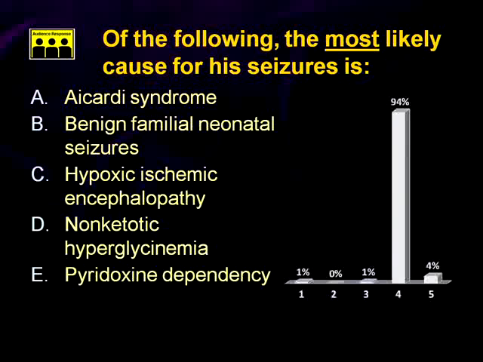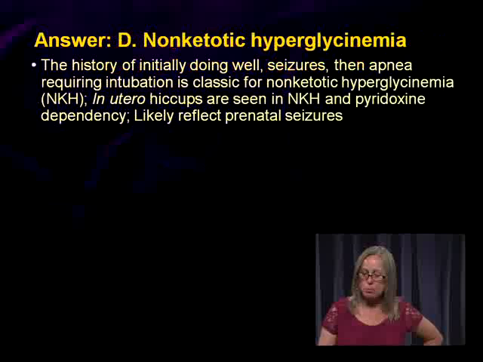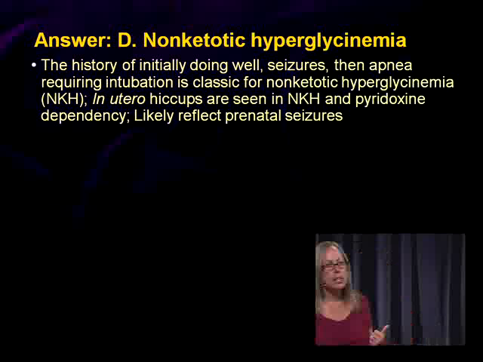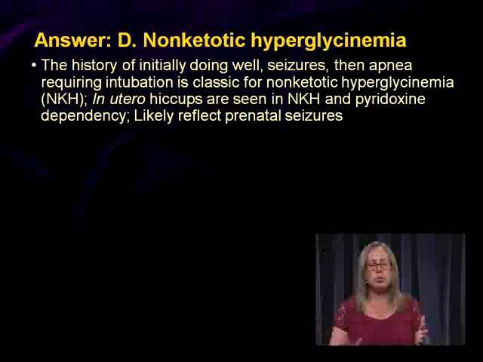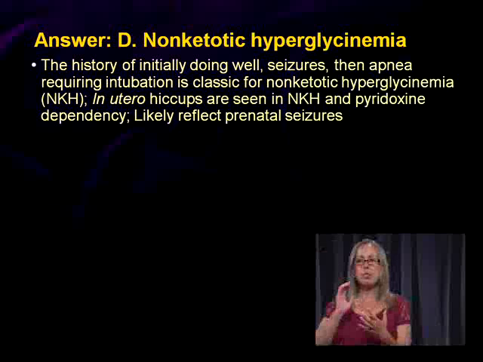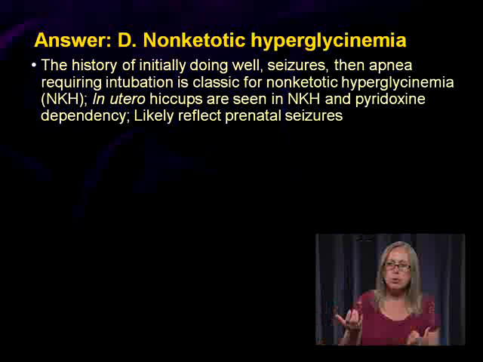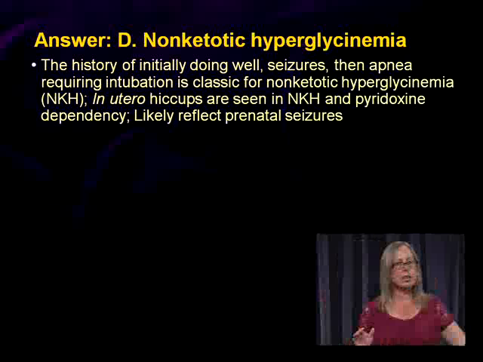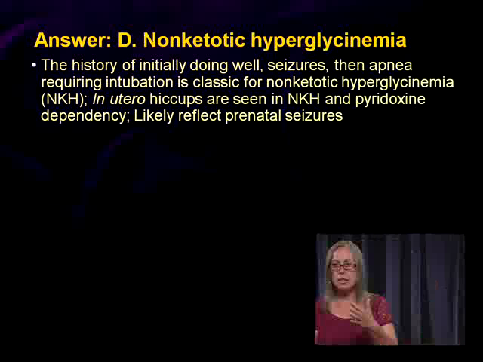All right, so the most likely cause is nonketotic hyperglycinemia. The in utero hiccuping and presenting at 12 hours. Usually 12 hours is pretty early for something like a urea cycle defect, PKU, MSUD. You need something to come into the system for 24 to 48 hours. So 12 hours is a really early presentation. So knowing that NKH can actually start in utero with those in utero hiccups, which are seizures, that 12 hours is a pretty classic presentation for that.